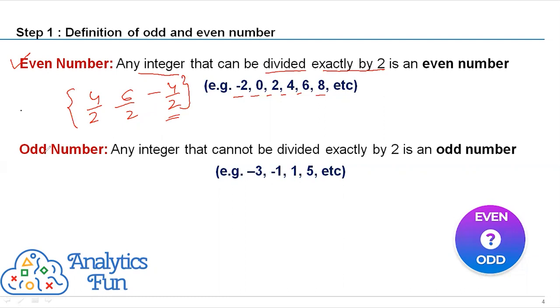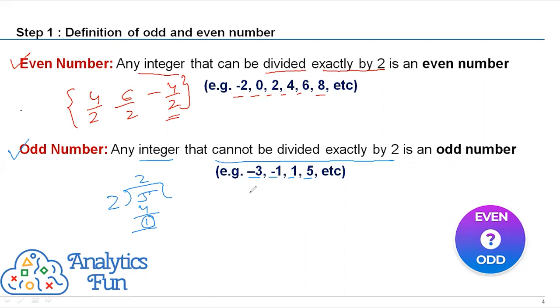Now coming to the odd number. An odd number is one that cannot be divided exactly by 2, and it should be an integer also. For example, -3, -1, 1, 5. These are odd numbers. When you divide 5 by 2, 2 2s are 4 and the remainder is 1. So the remainder part is very important and we will utilize this property in Python also.